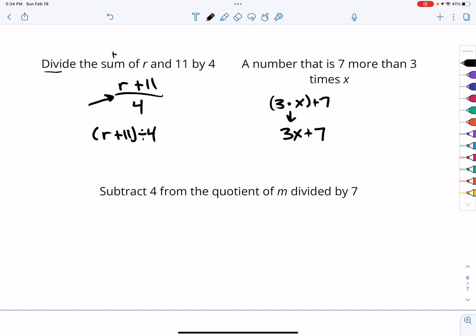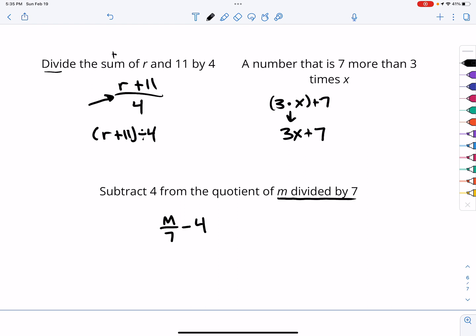So, I have to do some division. So I'm subtracting 4 from the quotient of m divided by 7. I know I'm doing m divided by 7. M divided by 7. I'm going to write it like that. And now am I taking that away from 4, or am I taking 4 away from that? It looks like I'm subtracting 4 from that. So I'm going to write that as m over 7 minus 4.